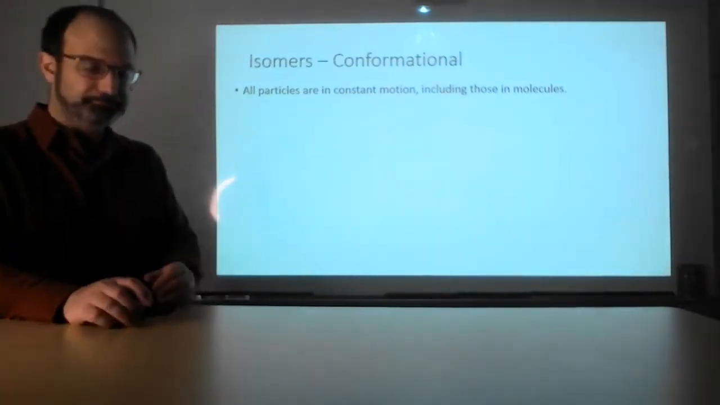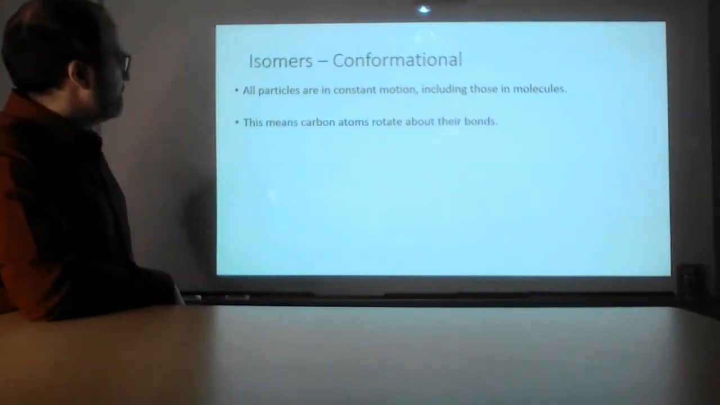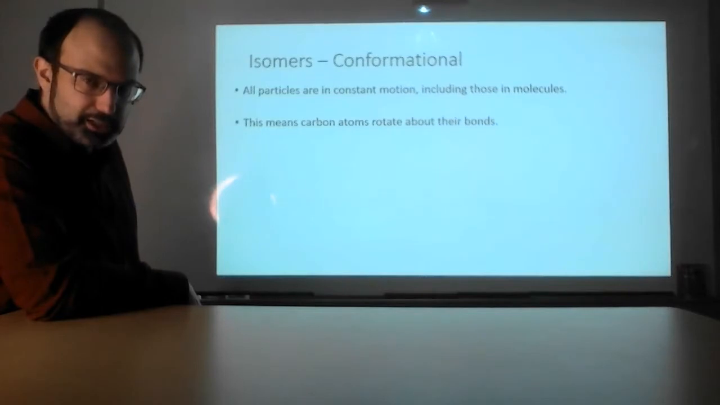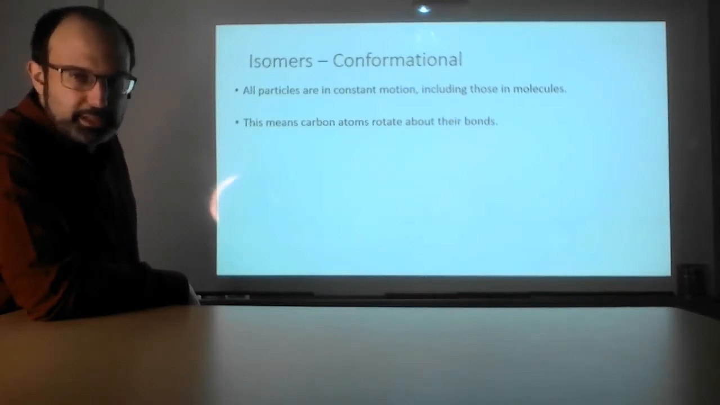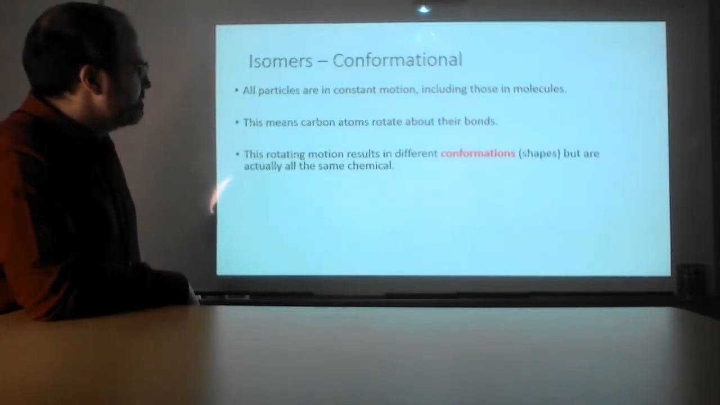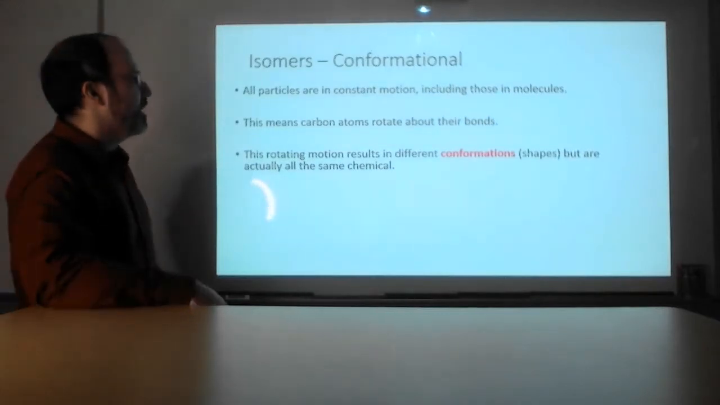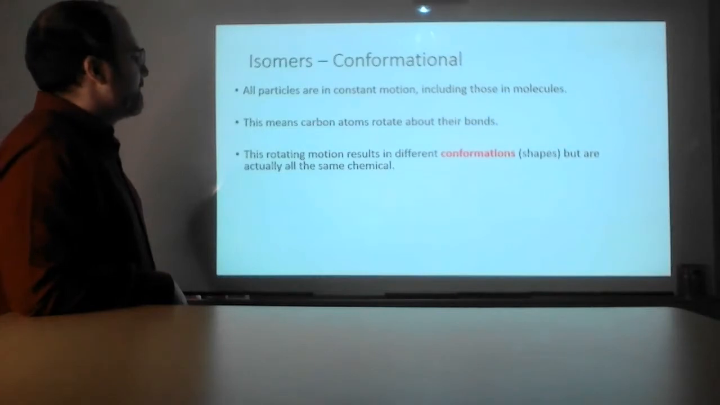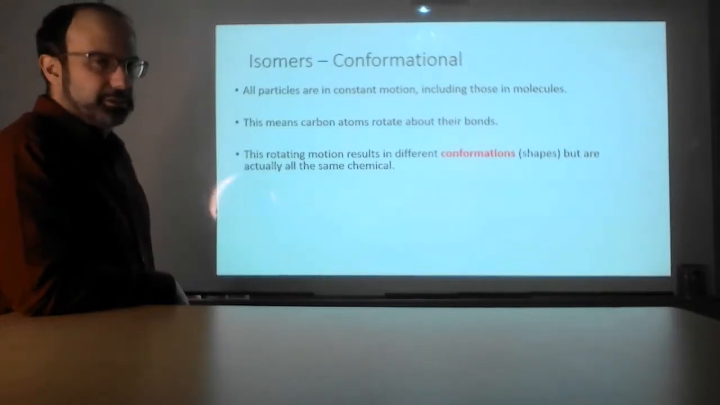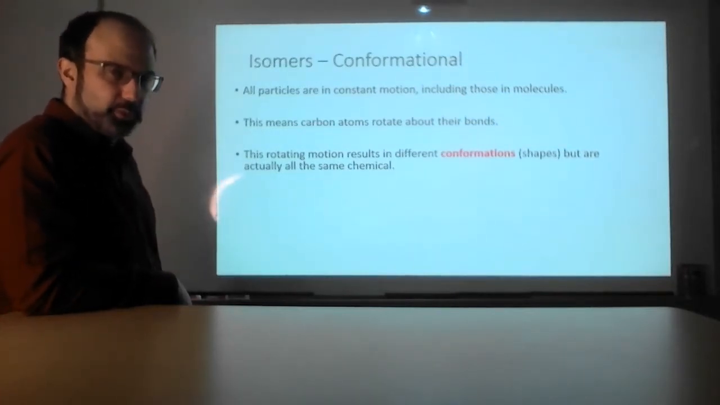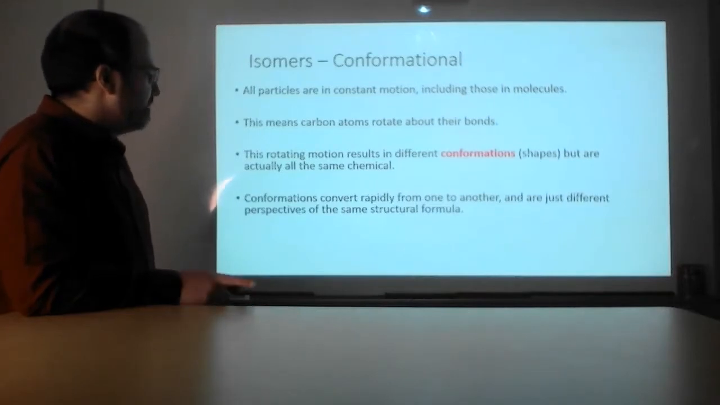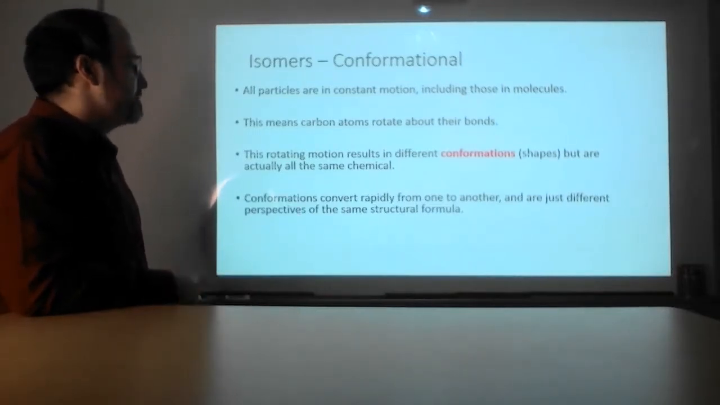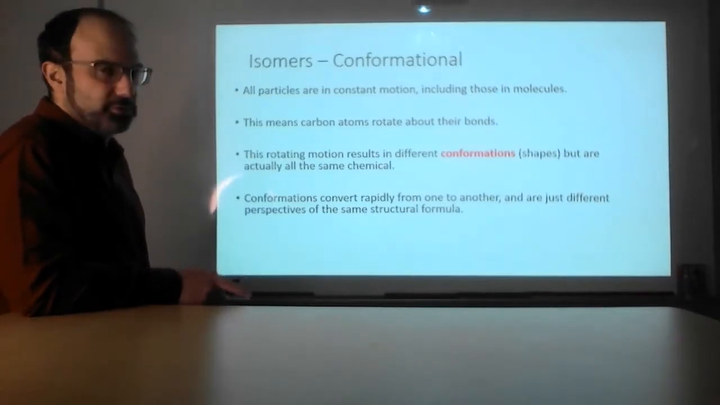What would that mean? Well, carbon atoms can rotate and shift about. They can wiggle, basically. And this rotational motion results in different conformations, or shapes. It's a big fancy word to say shapes, but they are actually all identical in terms of how they behave chemically. What do I mean by this? Conformations convert rapidly from one to another and are just different perspectives of the same structural formula.